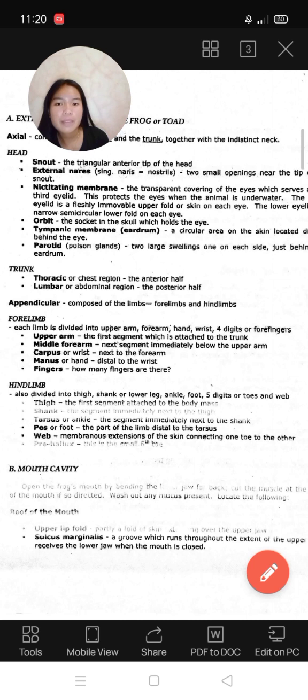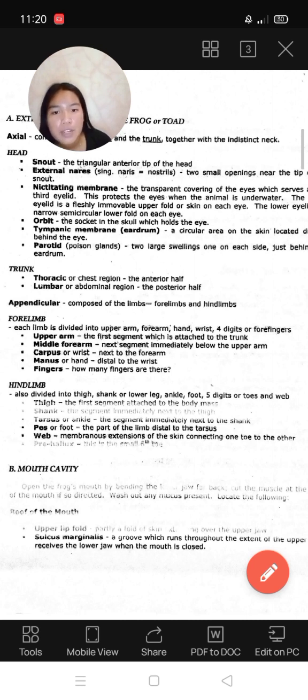Next is manus. Manus is distal to the wrist. Manus is the terminal segment of a forelimb corresponding to the hand and wrist in humans. Next is fingers. Fingers are 4 slender jointed parts attached to either hand. Next is hindlimb or thigh.